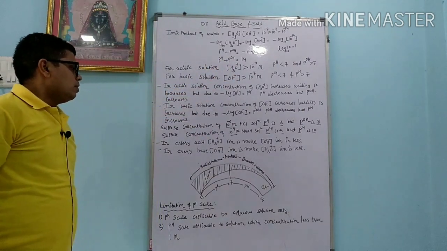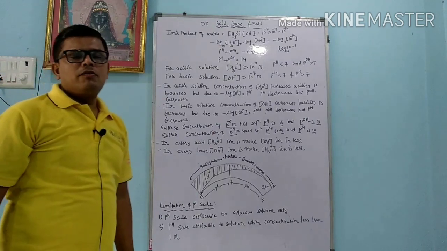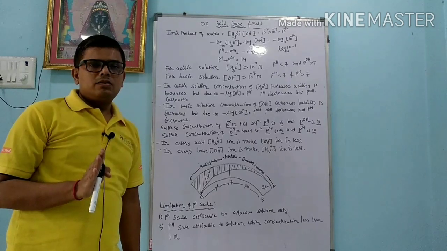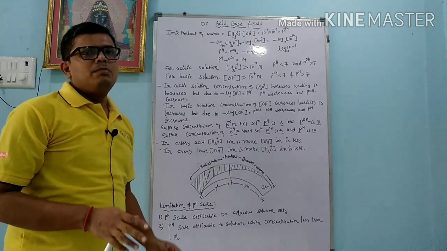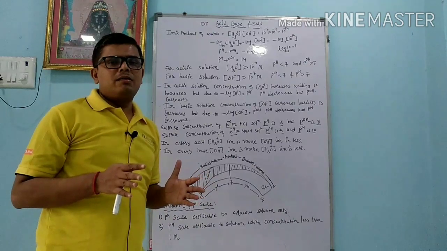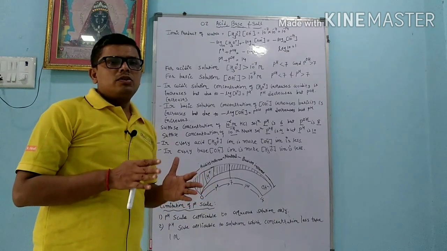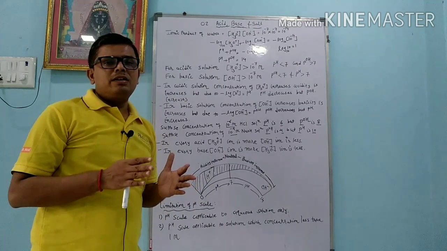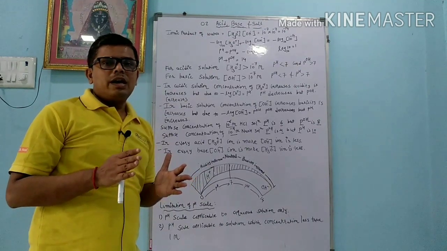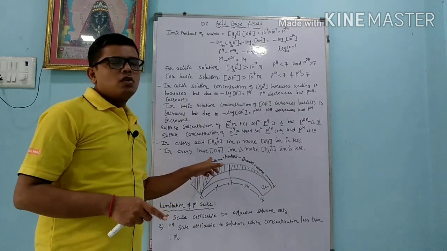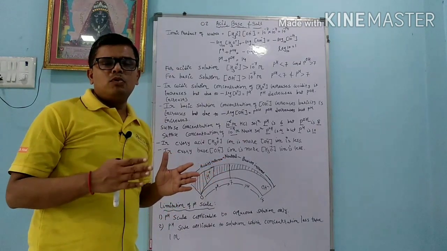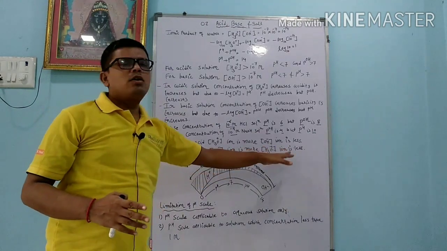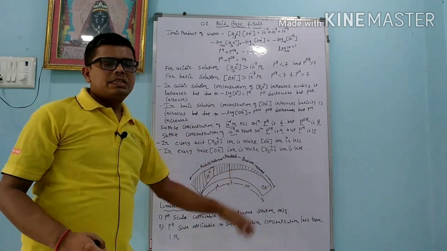In every acid, concentration of H3O plus ion is more, but the concentration of OH minus ion is less. Students get confused here: acid means more amount of H plus or H3O plus ion is present, but it is not like that. Concentration of H3O plus ion is more, but concentration of OH minus ion is less in case of what? Acidic solution. Same way, in basic solution concentration of OH minus ion is more, but concentration of H3O plus ion is what? Less.